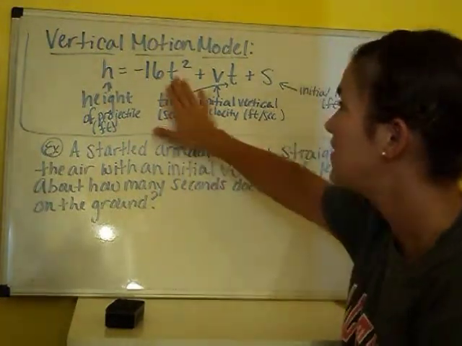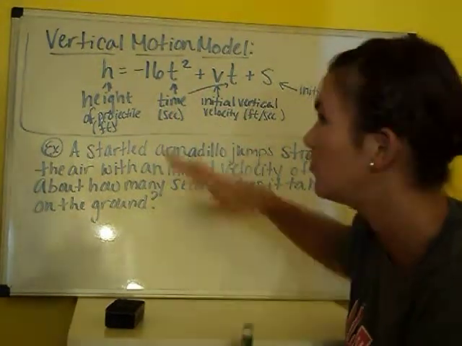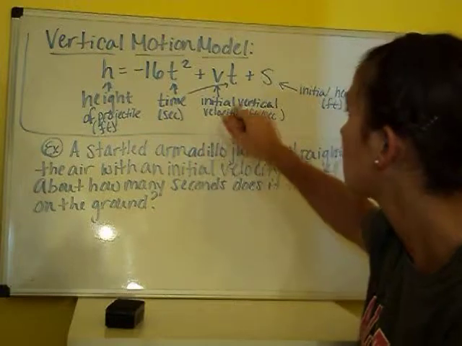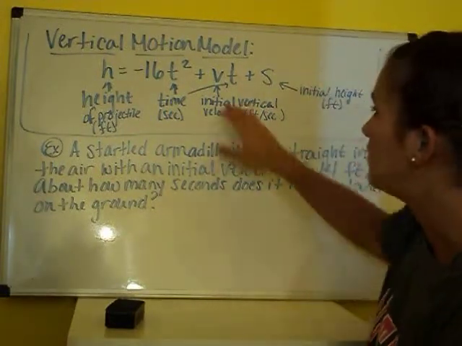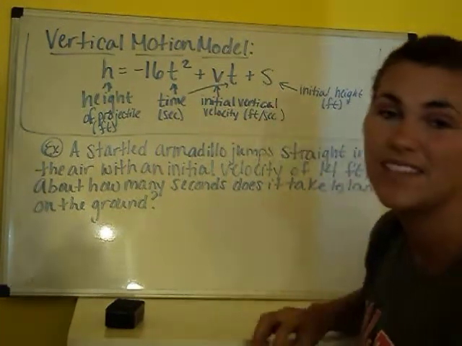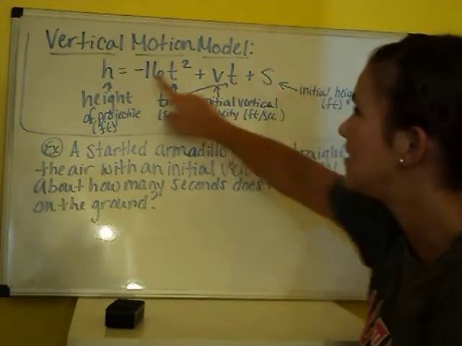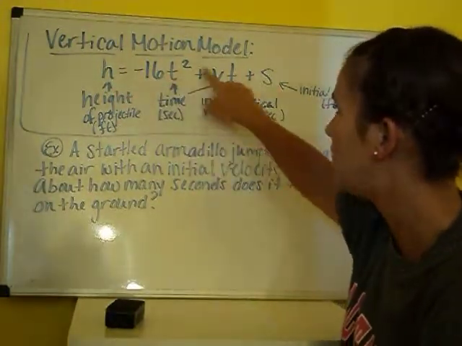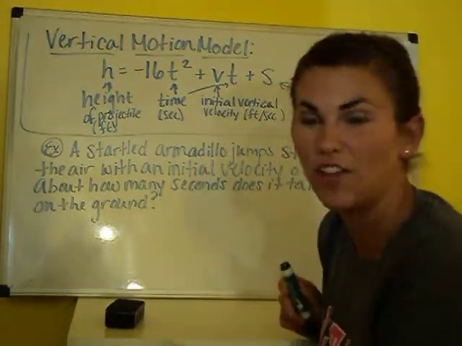Okay, both of these t's is going to be your time in seconds. Your height, by the way, is in feet. The initial velocity, the initial vertical velocity, is v, and that is in feet per second. And then s here, this is the initial height of the object. So this is initial height, this is your end height. This is your time, and this is your velocity. Okay? So we're going to use that to solve this problem.